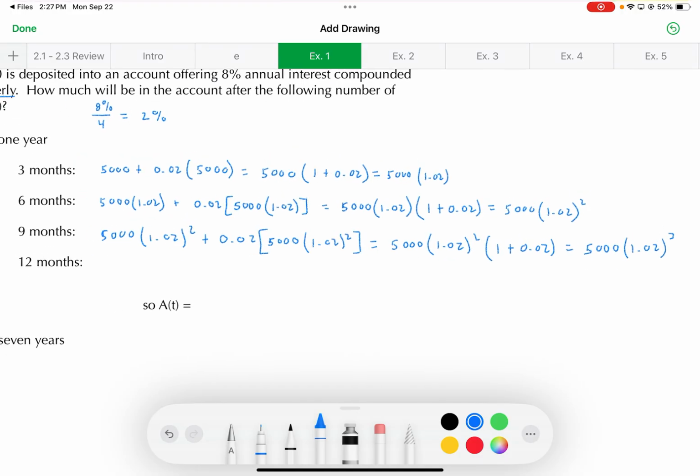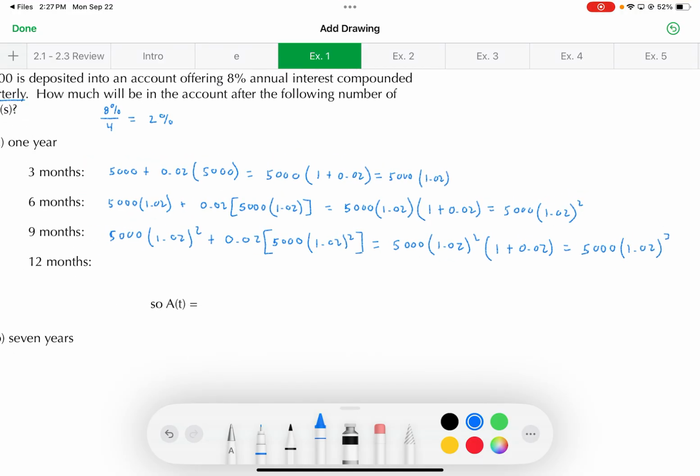So what is it going to be after 12 months in the fourth compound? 5,000 times 1.02 to the power of 4. Everybody okay with that? All right.